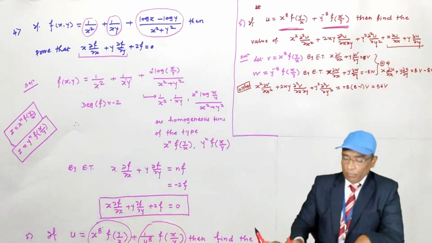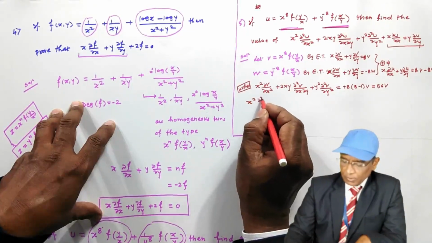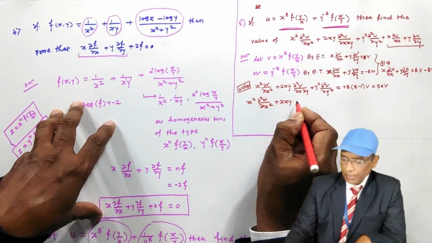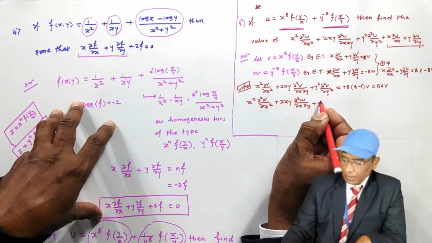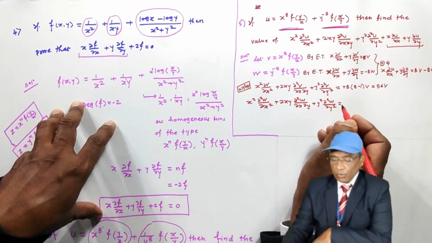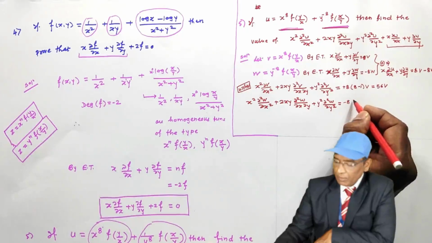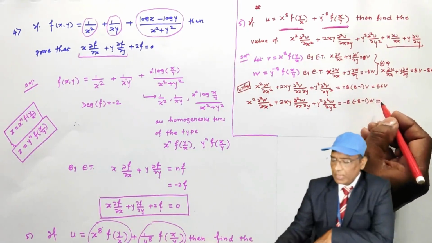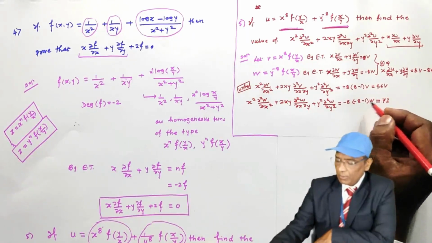Okay. For w I am writing x square del 2w by del x square plus 2xy del 2w by del x del y plus y square del 2w by del y square is equal to, here for w n is minus 8, n into n minus 1, w. This is equal to minus 8 and minus 9, this is 72, minus 8 multiplied by minus 9, 72w.